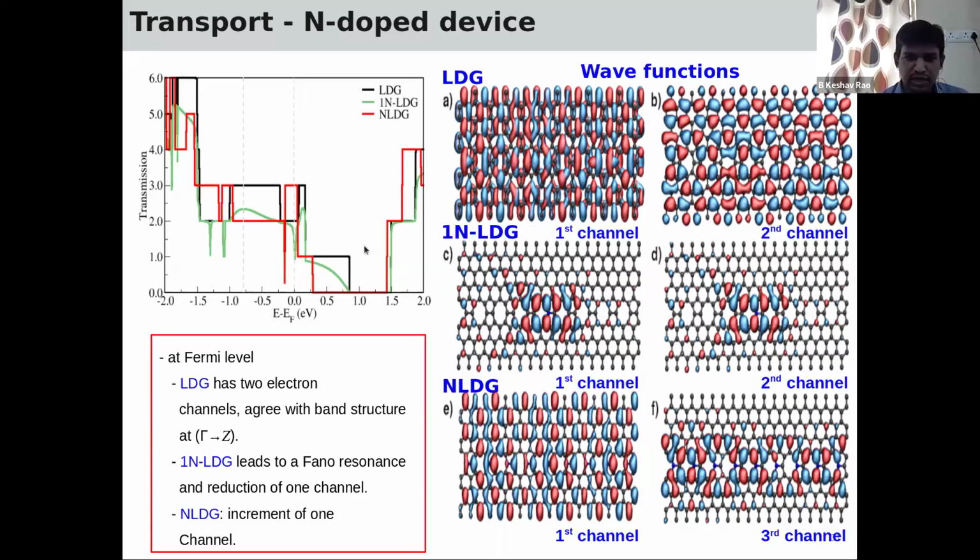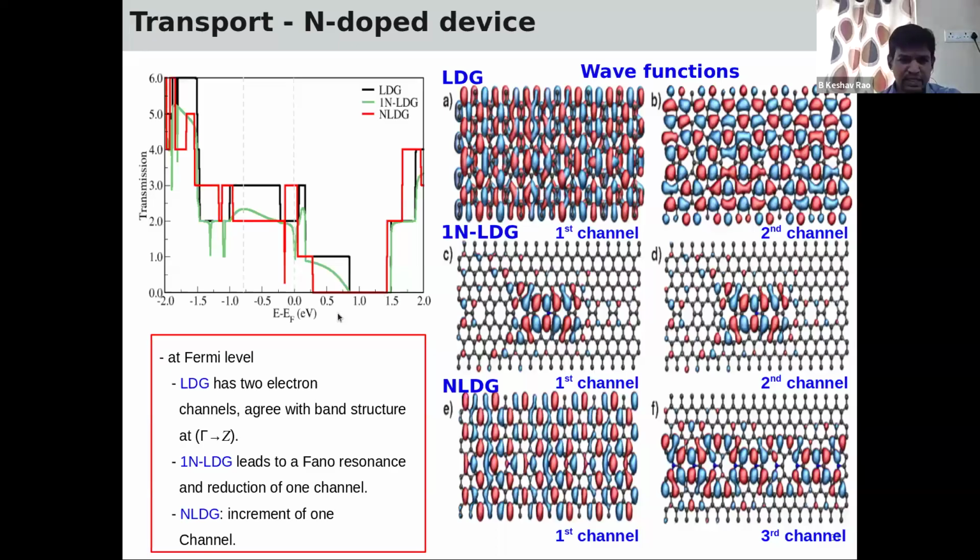With N doped, there are 3 channels. With the second channel, the same kind is obtained, as in figure E. So with the third channel, the wave functions are around the line defect. So the reason behind this transmission being reduced somewhere can be analyzed with the help of wave functions.